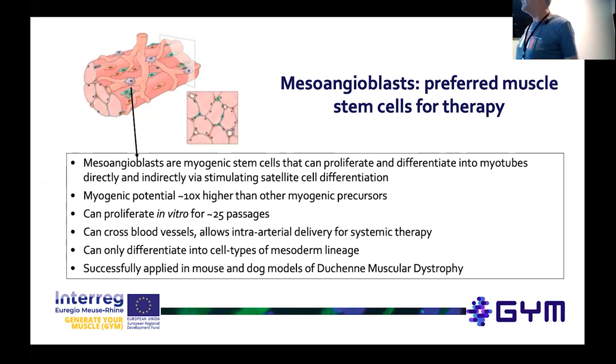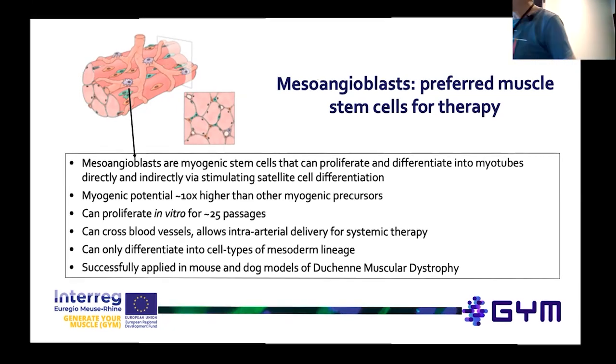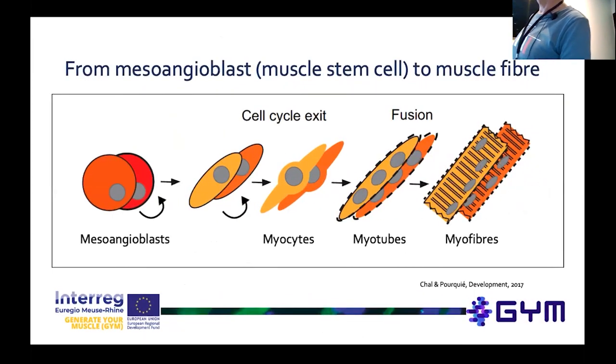And they can only differentiate in a limited way. If you have stem cells that can become any type of cell, these stem cells are a bit more fixed. They can only make muscle type of cells, so you don't have the problem that you inject them and get all kinds of side effects. They just stick to becoming muscle. It has been successfully applied in dog models of Duchenne muscular dystrophy. I can show you in a moment.